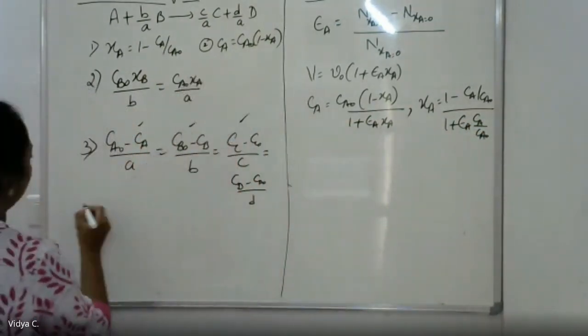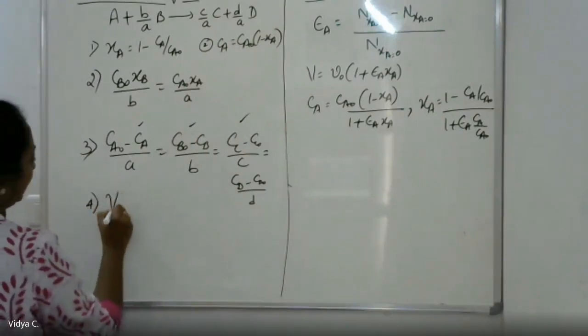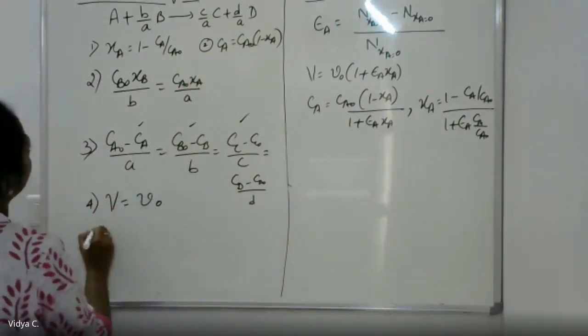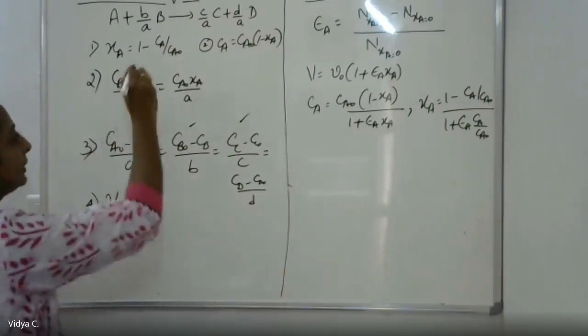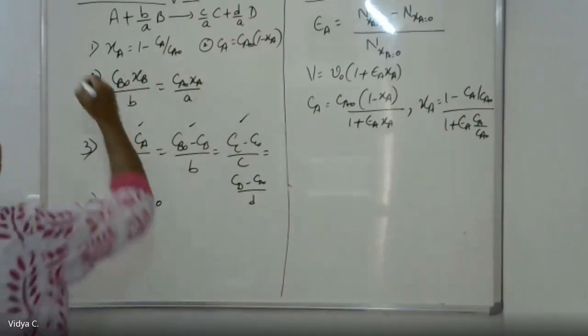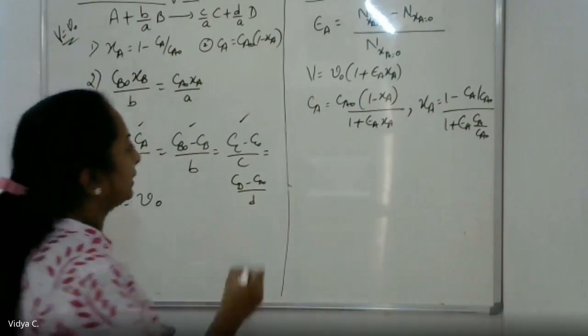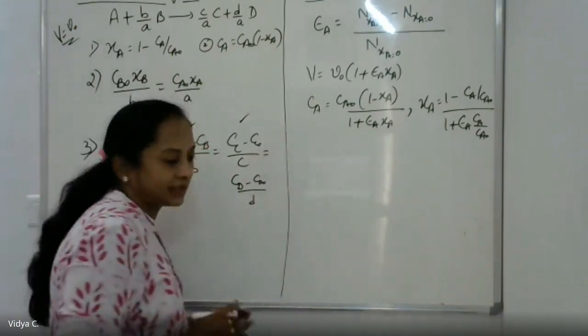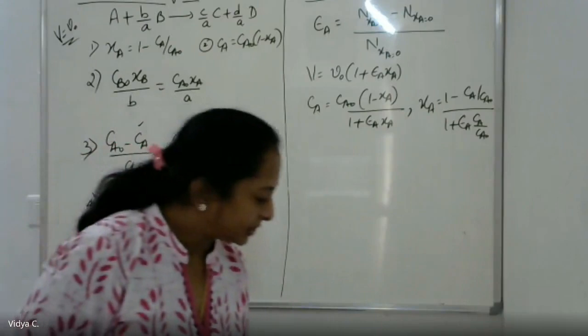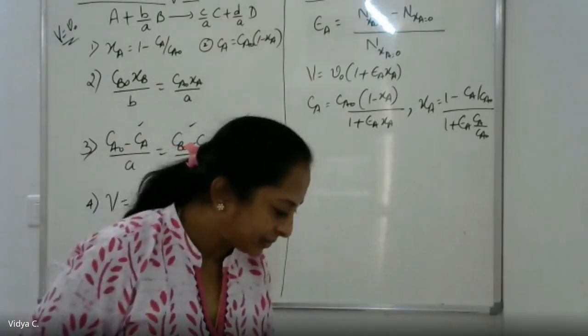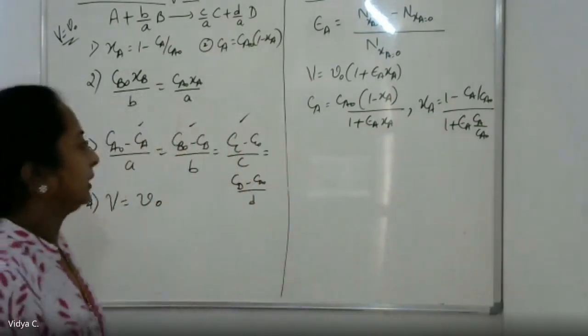Here, I just didn't write for V. For the constant volume system, V is equal to V naught only. Other formulas are done; I just forgot that. Next, what else formulas? Let me check what else formulas I have summarized. Yeah, one more thing.